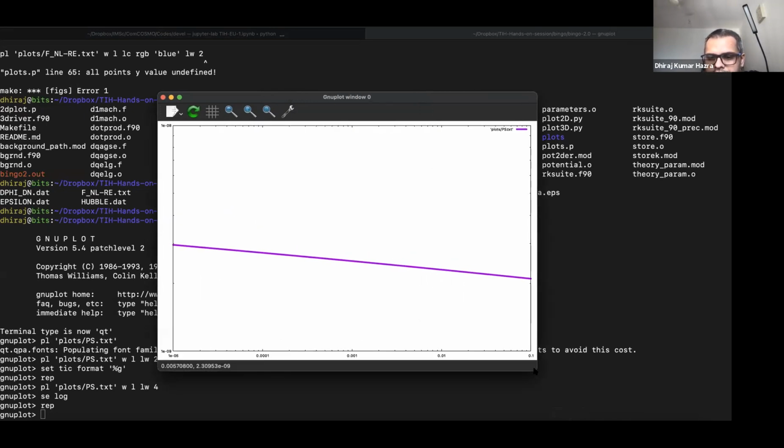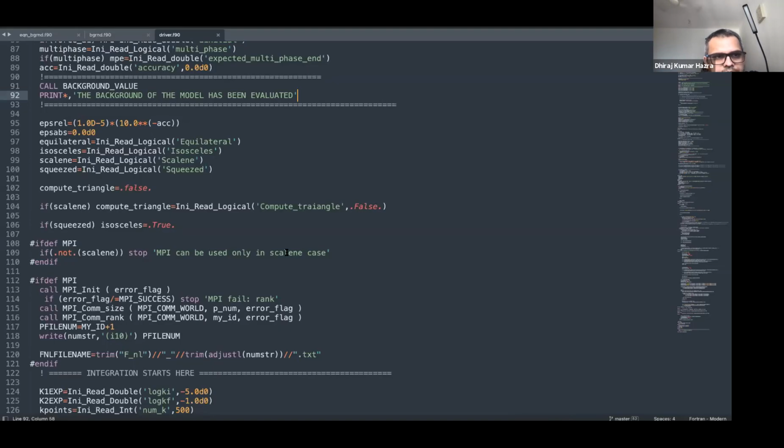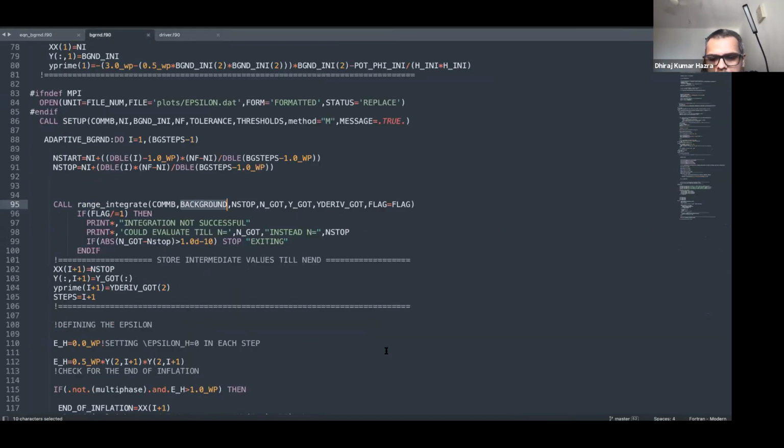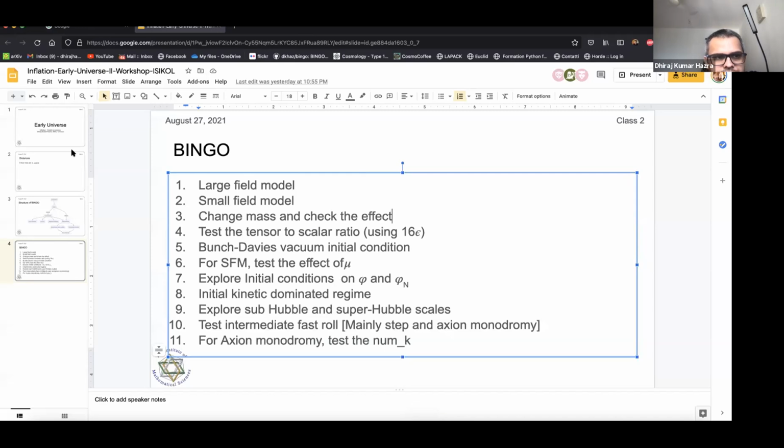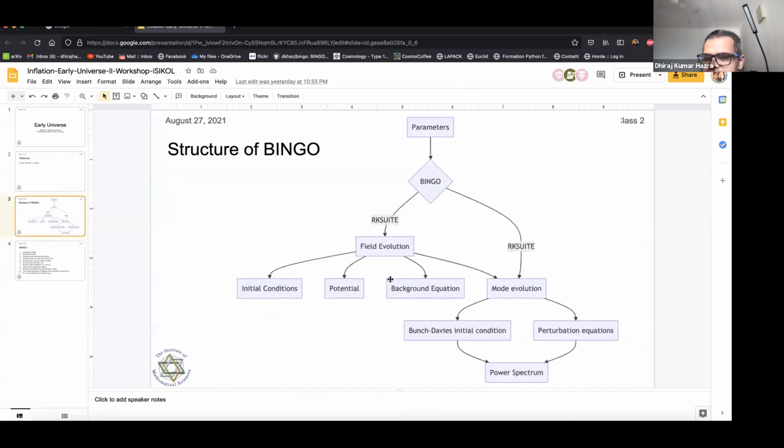Okay, so let me go to the code structure first. Here, the background is evaluated. Background gives you the initial condition. From the initial condition, you can understand that these are the Bunch-Davies vacuum initial conditions. So you can solve for the mode evolution, and that basically solves the perturbation equation and gets the primordial power spectrum. How is this done?